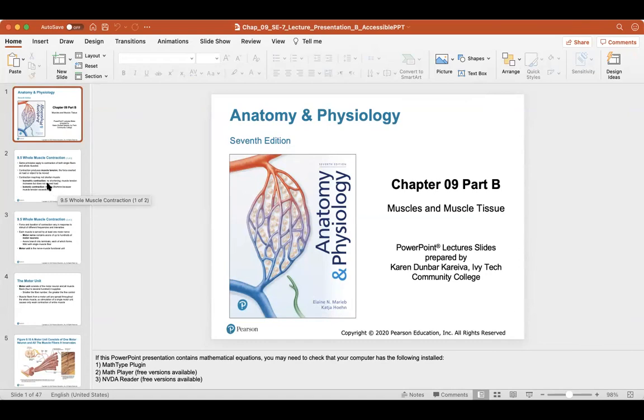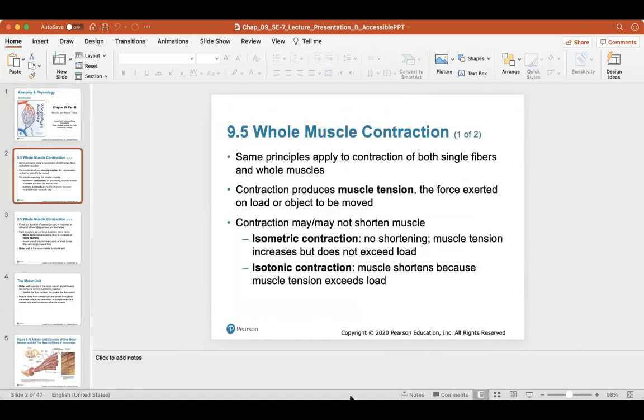So you guys are responsible for the information in parts B and C of chapter 9, but you will get a lot of this information by working through those seven lab activities in that PhysioEx lab. So please work through those lab activities, because that will directly relate to the information you need to know in chapter 9.